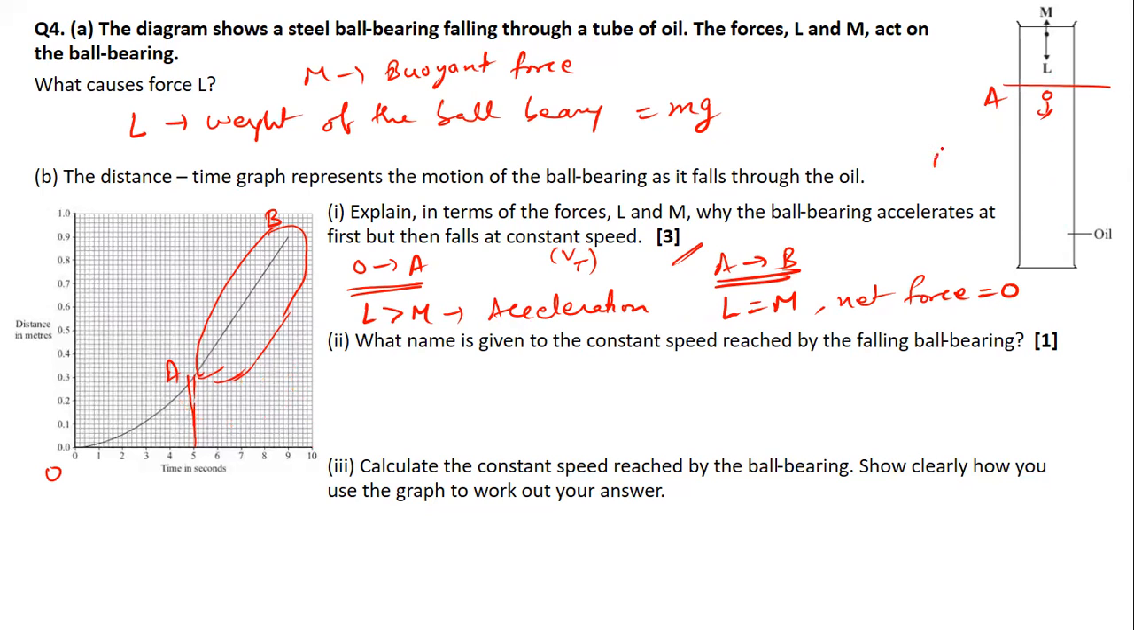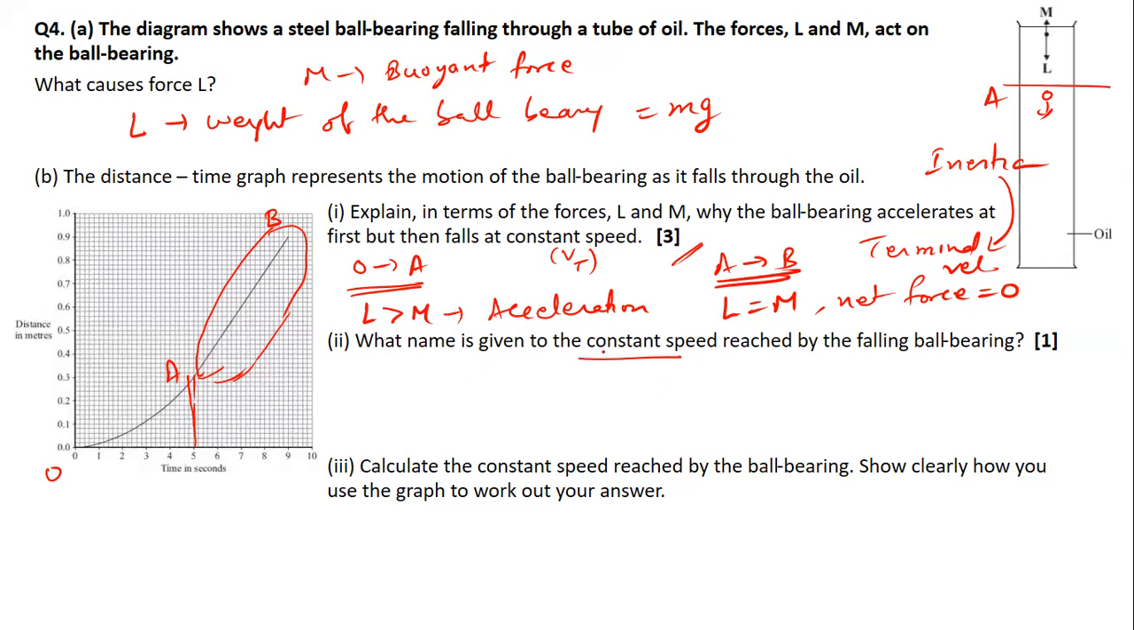The particle keeps moving, because of its inertia. In such cases, we say the particle moves with constant speed, and this speed is called the terminal velocity. If you write so much, you'll definitely get 3 marks here. Okay, is this clear? Now the same question is repeated once again.